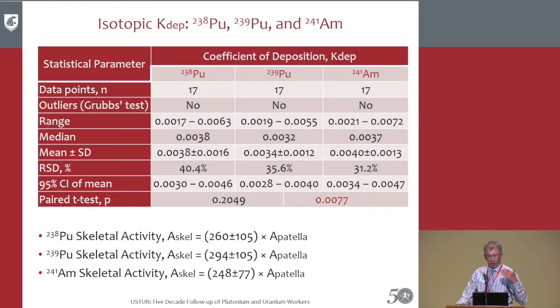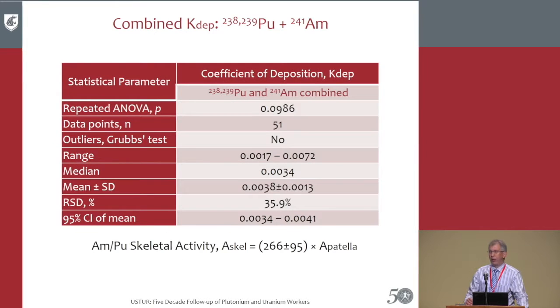If you want to use just plutonium-238 and you think that's the right way to do it, you can use the upper equation, the middle one for plutonium-239, and the last for americium-241. But my goal was, okay, I have 17 cases, so how can I improve my statistical power? Can I combine this data together?